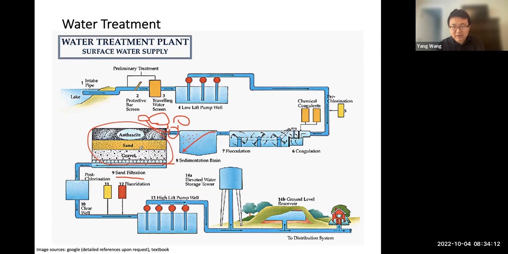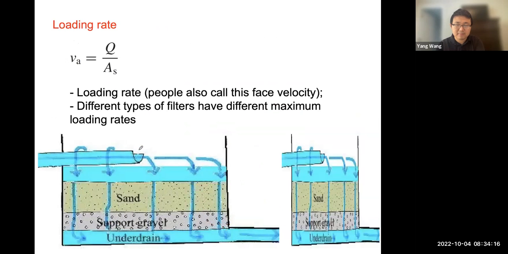Okay, so because of that, there will be some design considerations for different types of sand filters. As we said, for the sand filters, if you think about its operation, although there are different mechanisms, in terms of operation, it's still a pretty simple design parameter. So this is the loading rate. Actually, the loading rate is another velocity term. It is just the flow rate divided by the surface area of the sand filter.